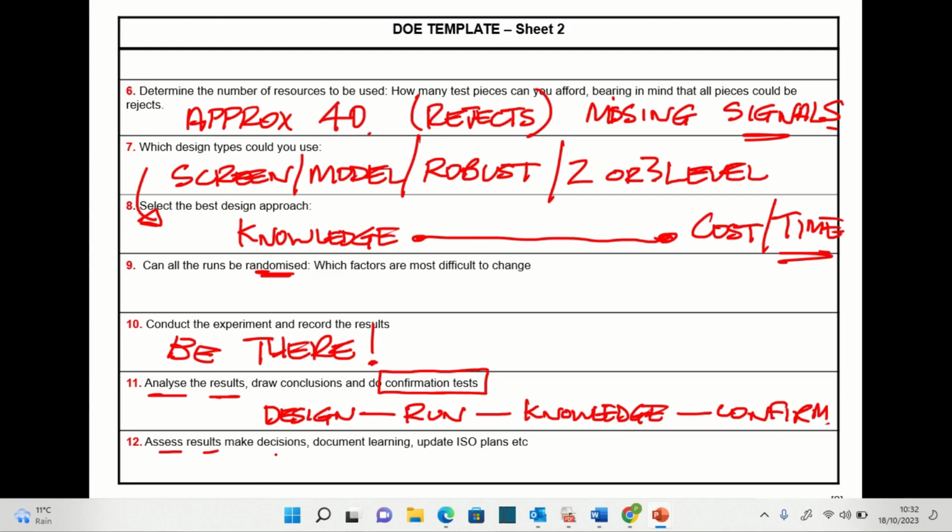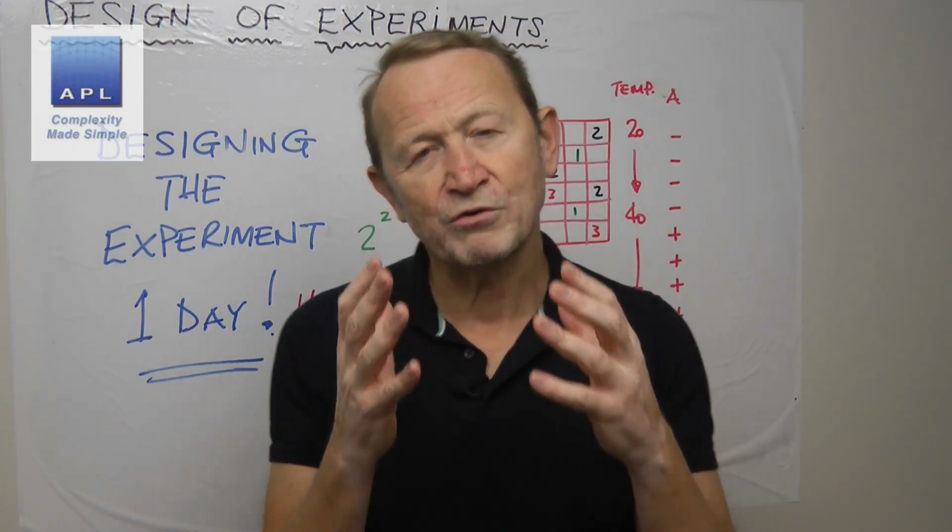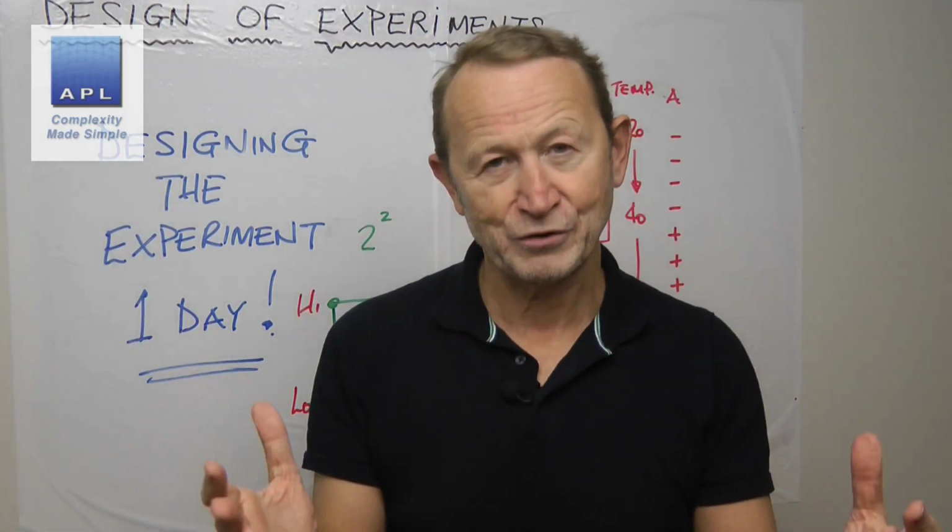And finally, assess the results, make your decisions. In other words, pick your best settings, whatever best settings are. Maybe document the results, write your knowledge into your ISO 9001 documents, etc. Whatever documenting the results looks like. And that would be a great procedure for designing and conducting an experiment. Okay, so there is the process.